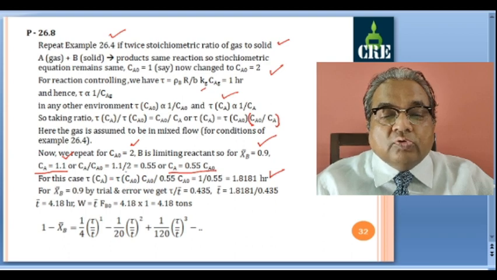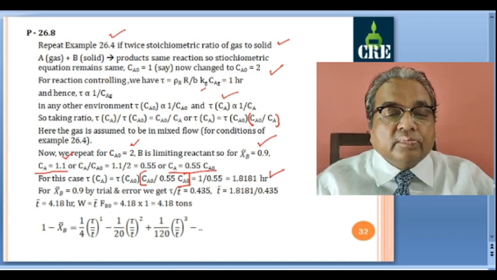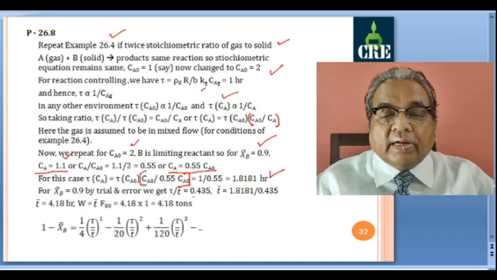So tau of Ca is equal to tau of Ca0 into this, you can put a bracket here, that is Ca0 by Ca. Ca0 by Ca. So Ca is 0.55 Ca0. Ca0 cancels out. It becomes 1 by 0.55, and that is 1.8181 hours. So for Xb bar is equal to 0.9, you get tau by T bar by trial and error 0.435.